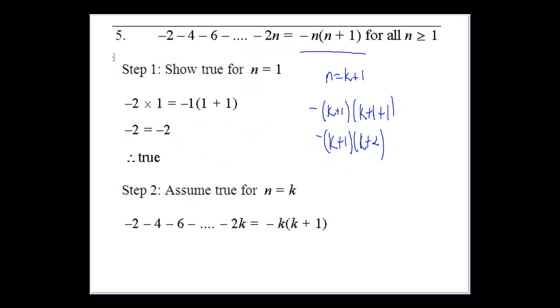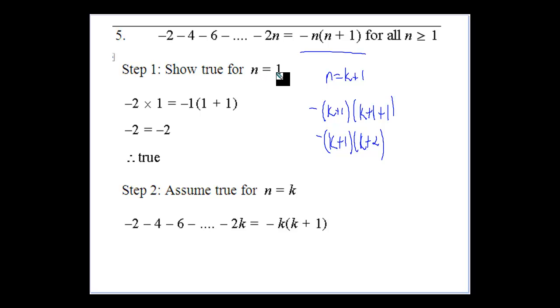So in question 5 here, we've got the sum of the negative even terms, which will give us minus n times n plus 1, for n being greater than or equal to 1. So that's what we need to prove.